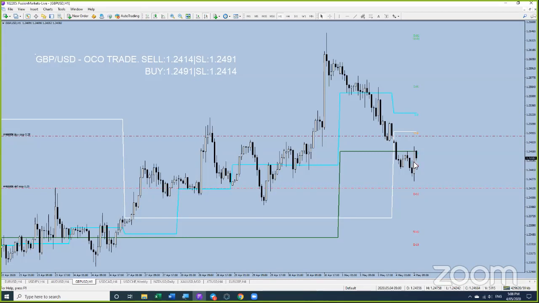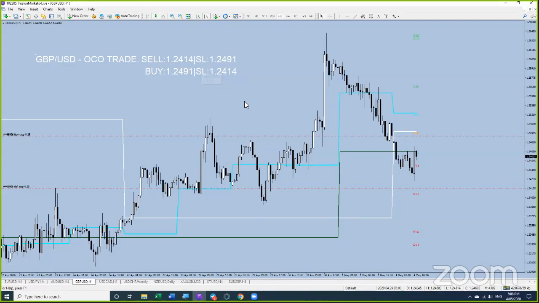And we take the low of this bar, which is 1.24242. So we call that 1.2424. And we take 10 pips off that, and that becomes our sell entry. So 1.2414 is the sell entry. The stop loss for the sell is the entry for the buy, and the stop loss for the buy is the entry for the sell.